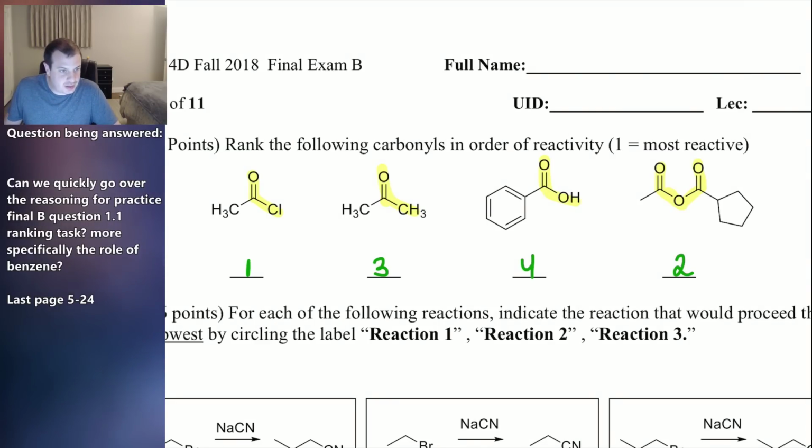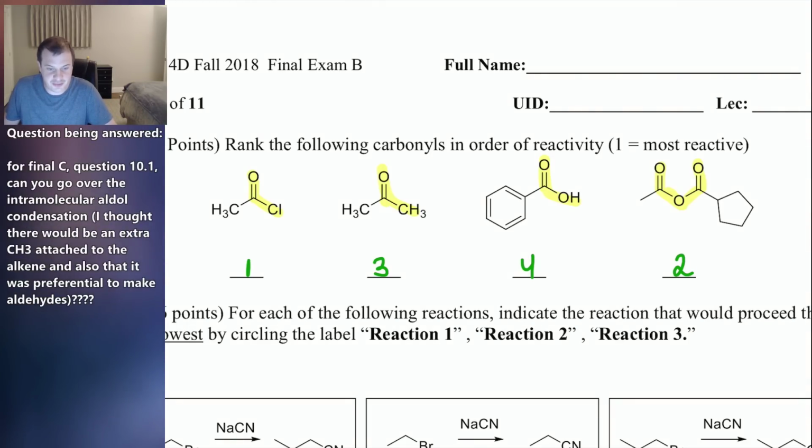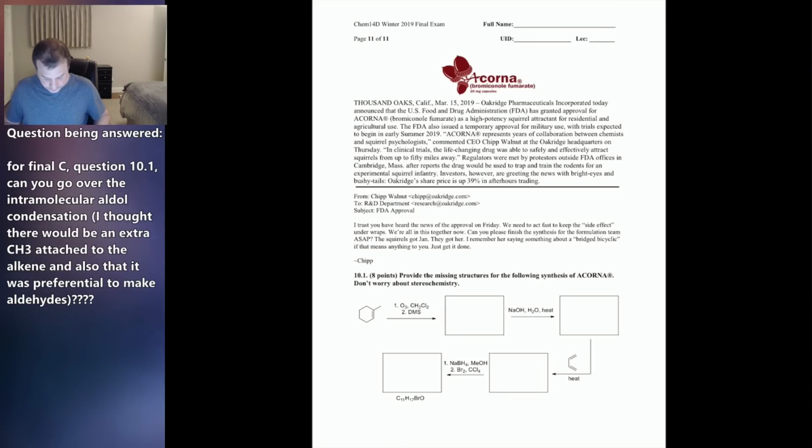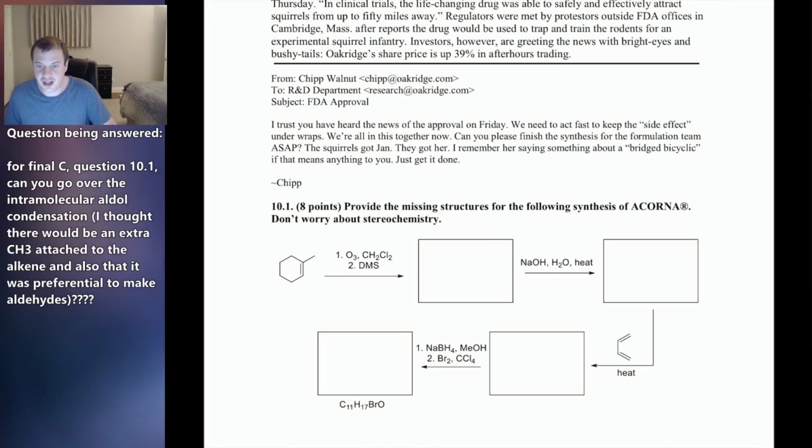Next up, where are we here? For final C, question 10.1, can you go over the intramolecular aldol condensation? Yeah. All right, so let's see. The intramolecular aldol condensation happens in step 2.